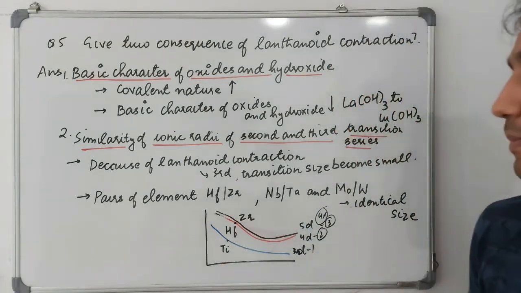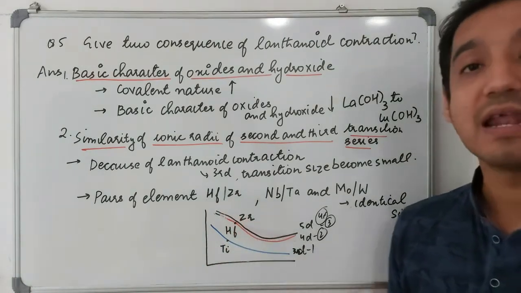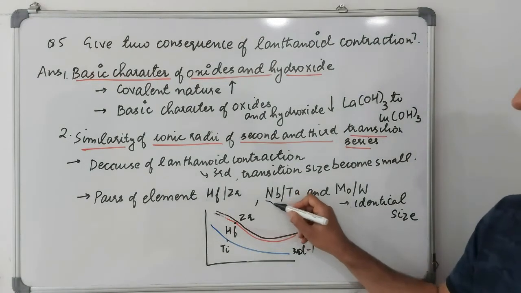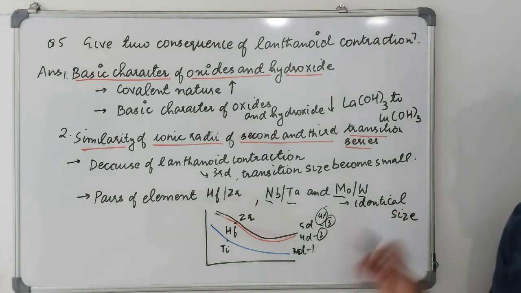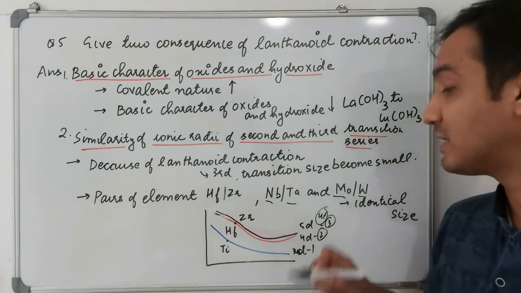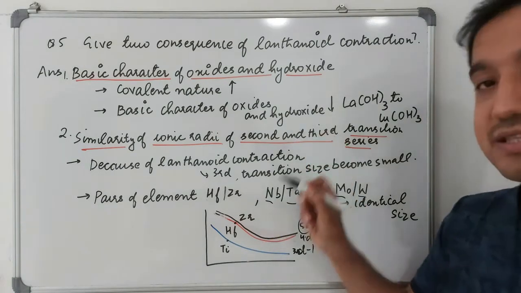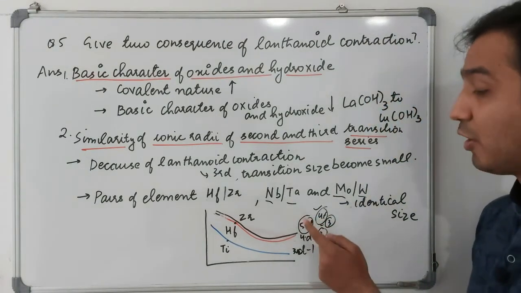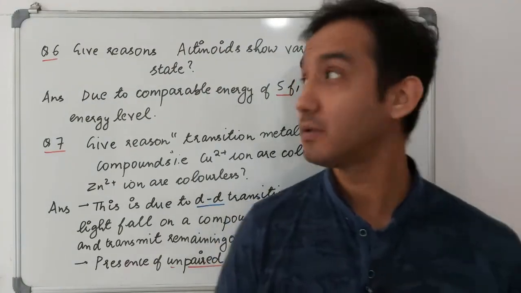If you look at the example, you have hafnium and zirconium. So Hf and Zr have the same size. This is of the 4d and 5d series. Nb and Ta, Mo and W have identical size. So remember, as you move from 3d to 4d, size will increase. But from 4d to 5d, the filling of 4f starts and there is a contraction of the radius. As a result, the second and third series, which are 4d and 5d, have almost the same size.